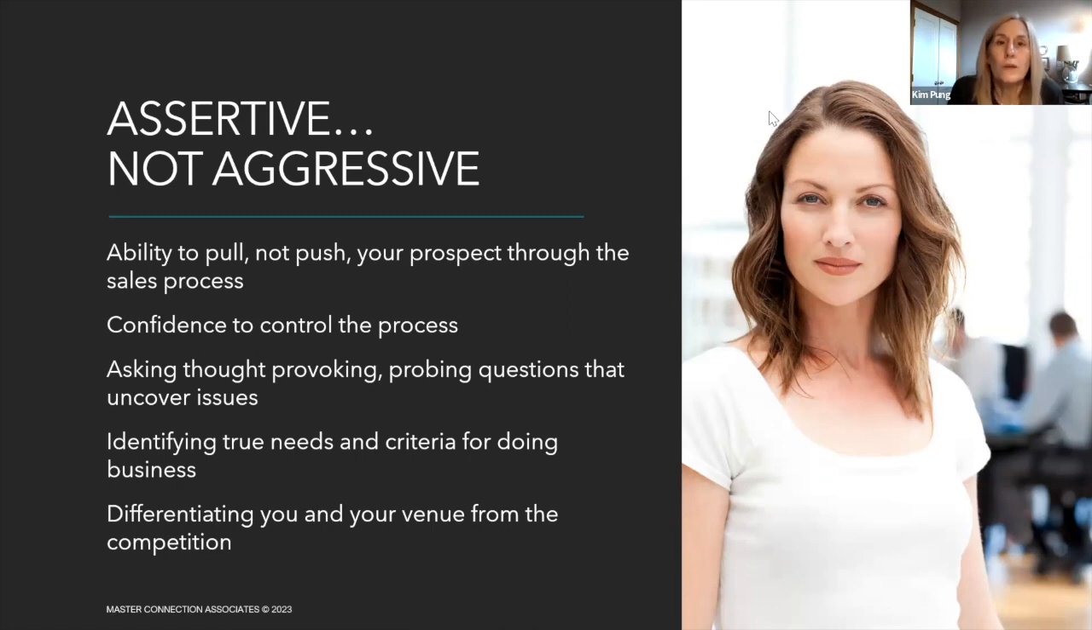So that's what we're doing. We're gently pulling them through the process in a very organic, authentic, genuine way by asking thought-provoking, interesting questions that are getting our clients to talk, open up so we can identify their needs, identify the criteria for business that is going to allow us to differentiate our venue from the competition. Because in the end, that's what we need to do.